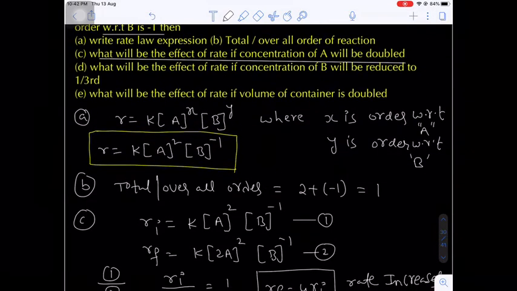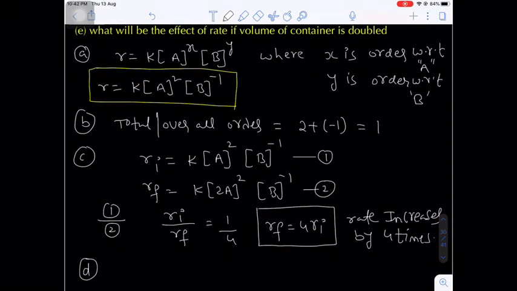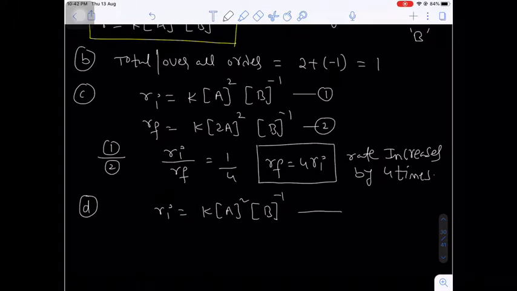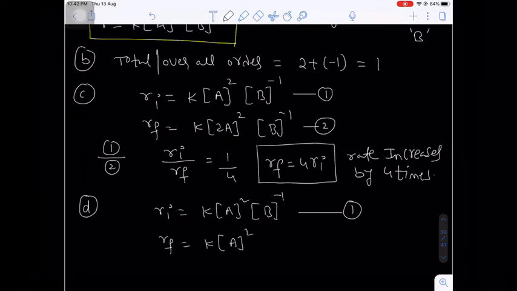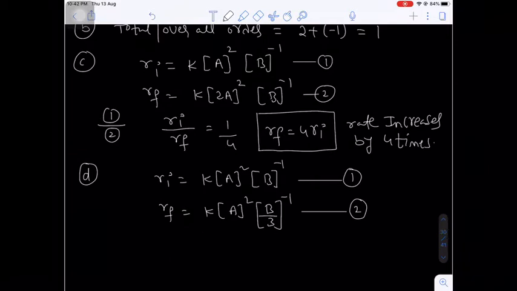Okay, now question number 4. What will be the effect on the rate if the concentration of B is reduced to 1 by 3? Now initially the rate expression Ri is equal to K into A to the power 2 and B to the power minus 1. Let's suppose this is equation 1. Now in this question, the concentration of B is reduced to 1 by 3, so you will get B by 3. Only the concentration of B changes. That means the concentration of A does not change, it remains constant. Are you getting my point?